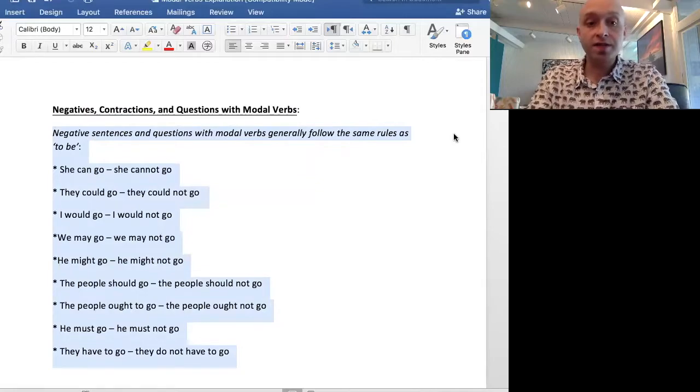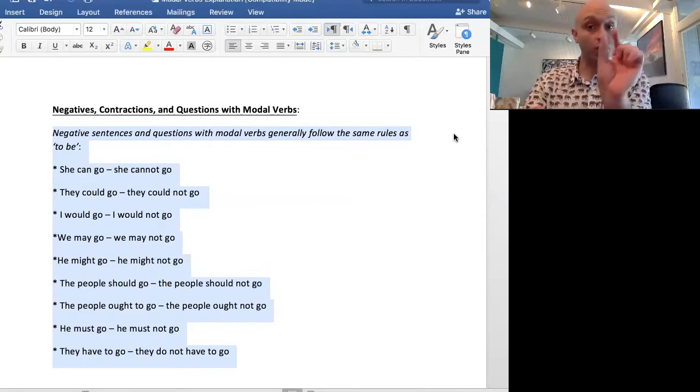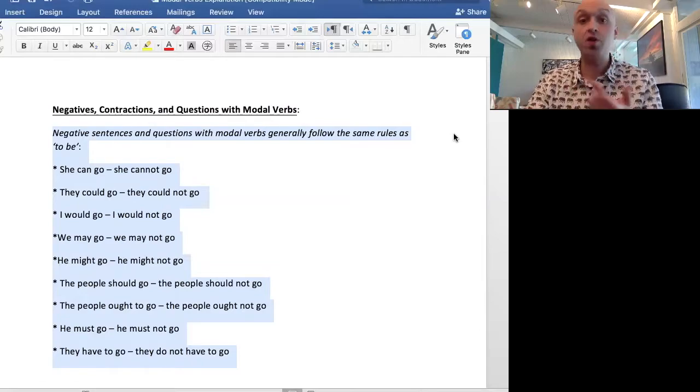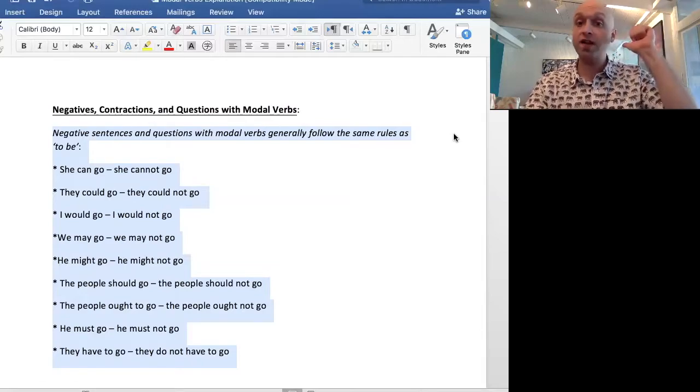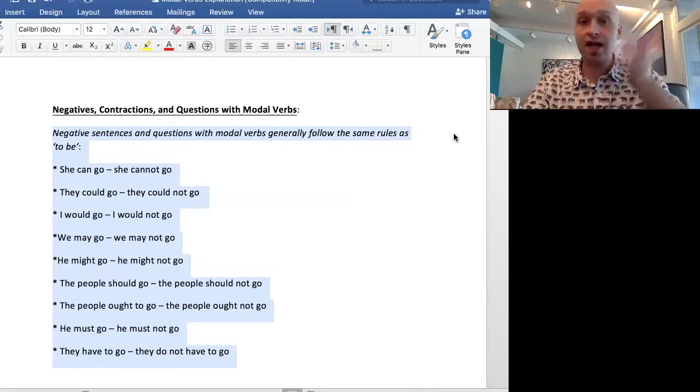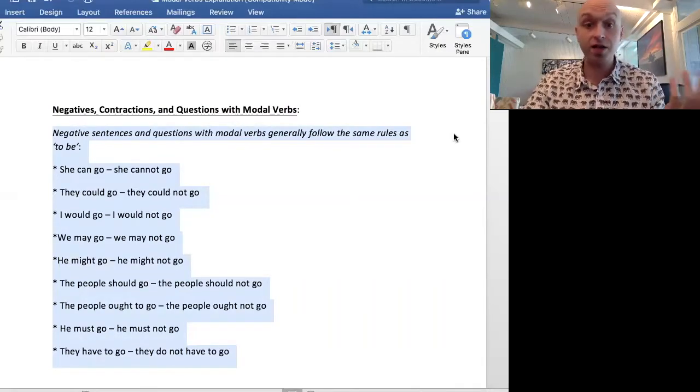Tá. Agora vamos falar sobre sentenças negativas com os modal verbs. E são, geralmente, as regras igual das regras com to be. Tá? Então, modal verbs pode trocar sujeito e verbo igual to be, como eu já falei nas lições, nas aulas sobre afirmativos e negativos e perguntas. Então, seguem mais ou menos as mesmas regras.